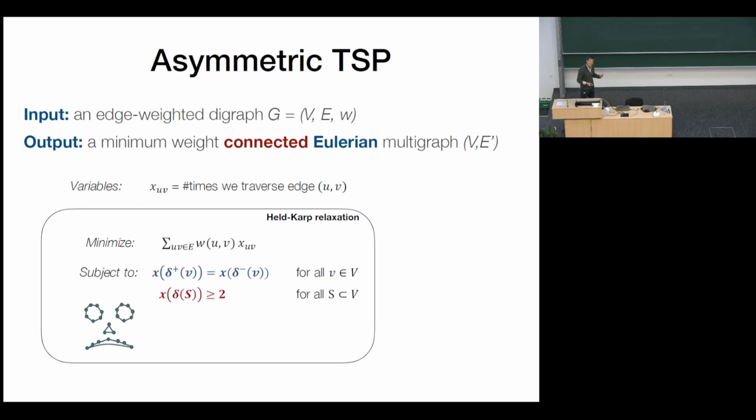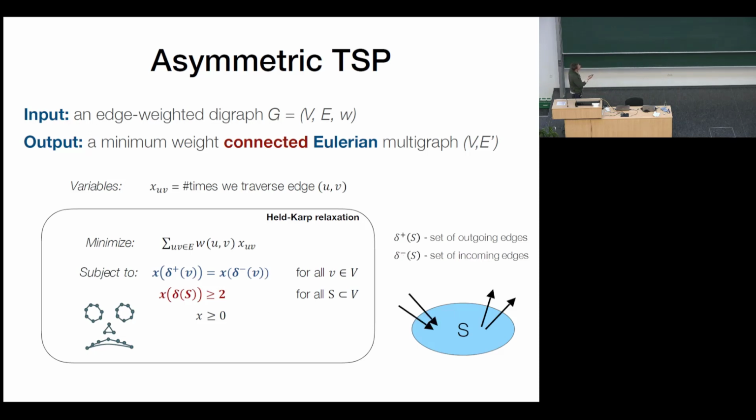So you say that for each subset of the vertices, there should be at least one edge coming in and one edge going out. If I look at the undirected cut, there should be at least two edges, one coming in and one going out. Here I use the notation delta plus S for the set of outgoing edges, delta minus S for the set of incoming edges, and delta S for the union of the two, where I don't care about orientation.